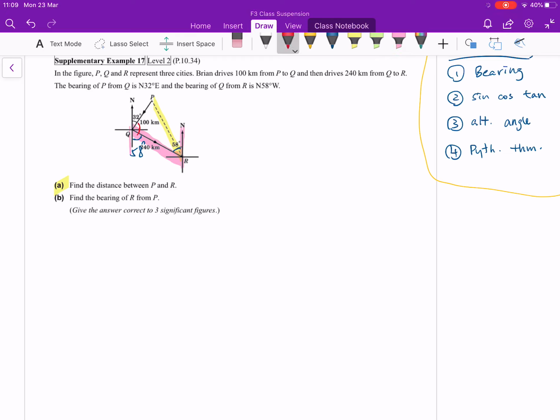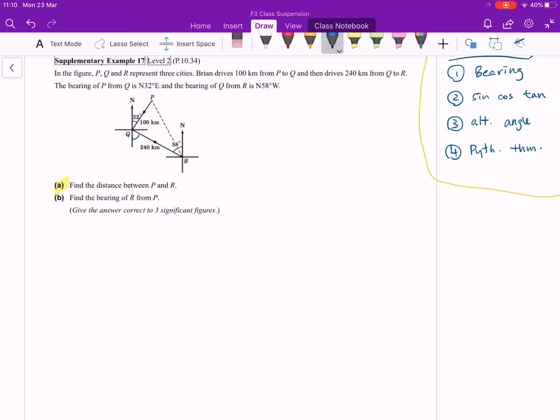So you know that 32, 58, and the sum of all here should be 180. Therefore, you can calculate that the right angle is 180 minus 32 minus 58, which is exactly 90 degrees. So yes, problem solved. This is 90 degrees, so you may find the PR by Pythagoras theorem. Okay, write it once again as the solution.